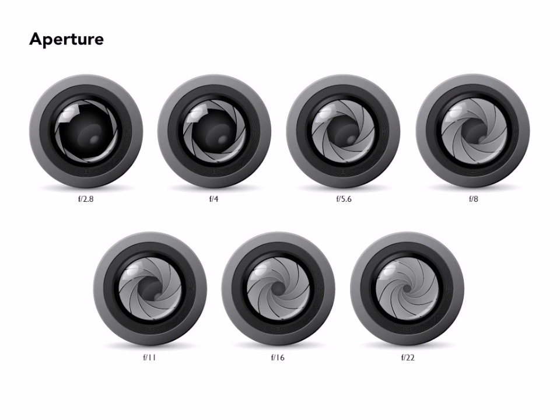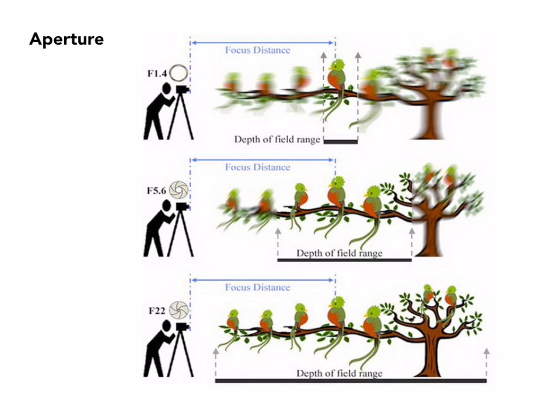This just gives you an idea of what those apertures actually look like in a lens. And here's the effect, where with the aperture wide open, a very small area is actually in focus. And in the middle illustration, more of the birds are now in focus. And at f/22, virtually everything is in focus.